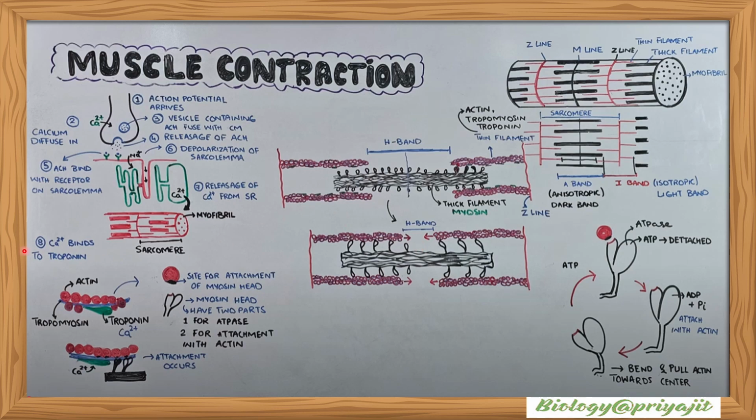What happens actually when calcium 2 plus ions bind with the troponin? Troponin, we know, is found on the thin filament.